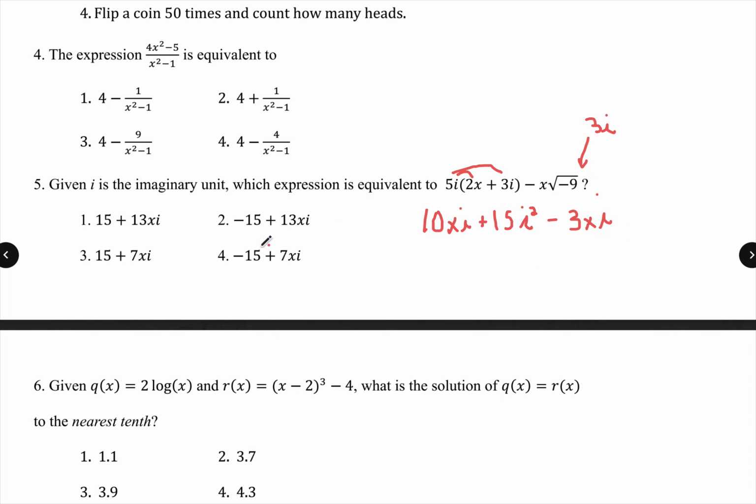I don't see anything like that over here. That's because my i squared has to get turned into a negative 1. So 10xi minus 3xi is going to give me 7xi. I'm adding my like terms. And then this is just going to become negative 15, because it's basically 15 times negative 1. I have an answer choice over here: answer choice number 4. I'm good to go. It's the first 5 questions of round 4 in the books.